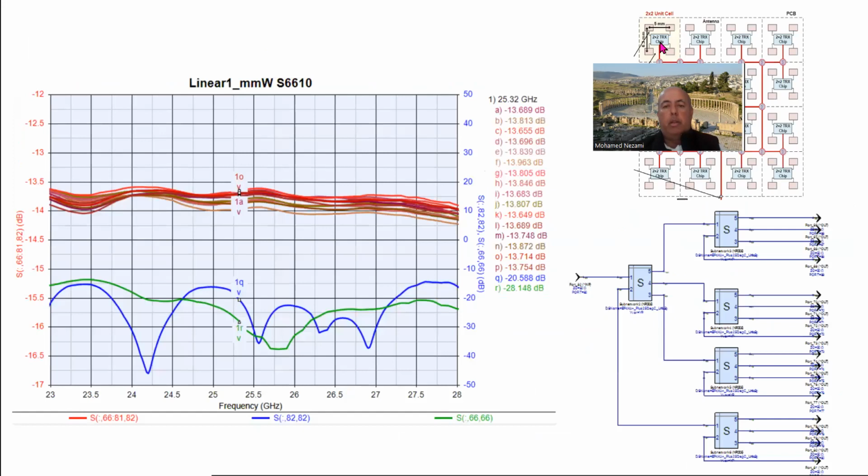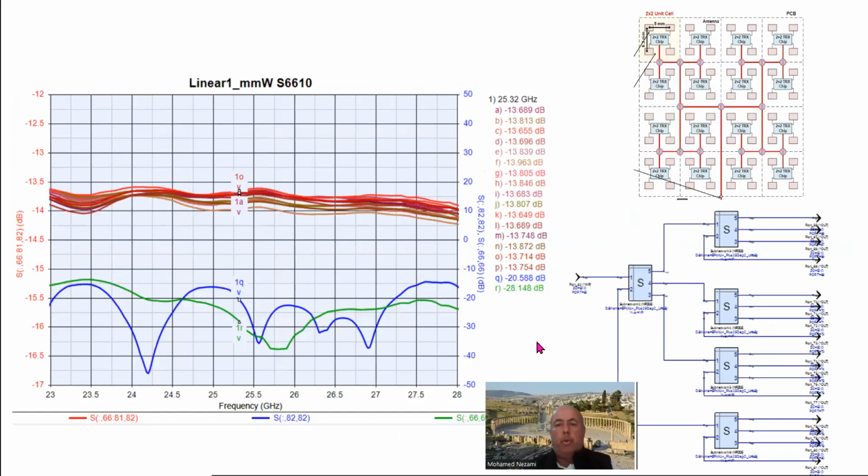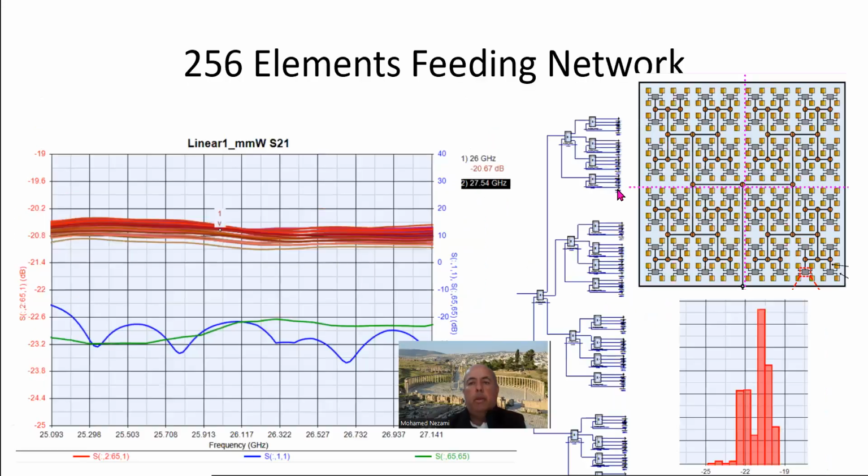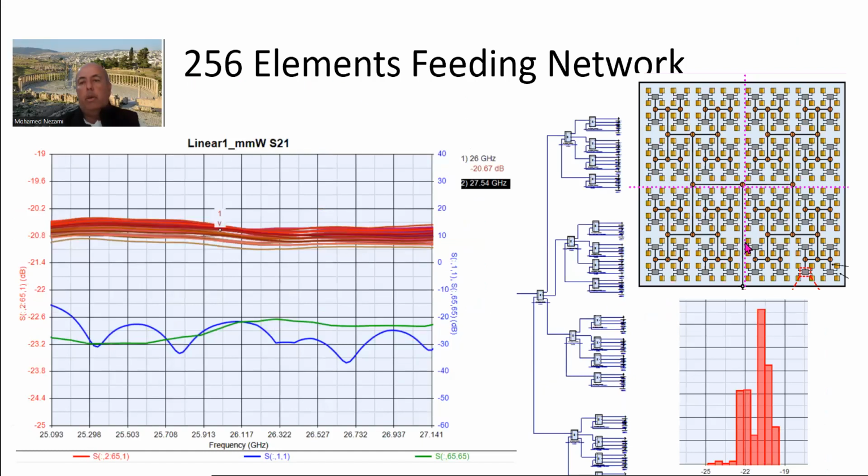Now, just a quick run. This is basically the one for the 64 elements. You can see here, pretty good match, good return loss, input and output. Okay. Now for the other panel, for the 256 elements, we also have this here, which is 32, which is very good. I didn't display the individual amplitudes, but we can see the return loss is also good.